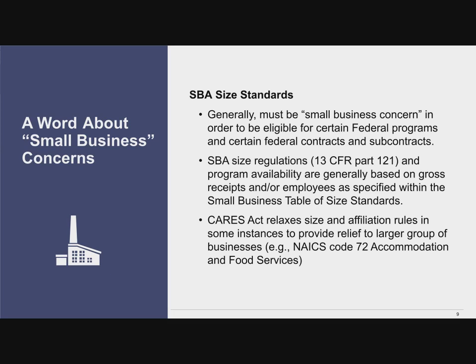So these are sort of new concepts for a lot of people, but generally, I guess what I'd like to say is that small business concerns are eligible for small business programs. These are evaluated based on gross receipts, number of employees, and in some cases, some other metrics using the Small Business Table of Size Standards. In some cases, the CARES Act relaxes size and affiliation rules to provide relief to a larger group of businesses that may not have otherwise participated in an SBA-administered program. An example is NAICS 72, accommodation and food services. And we'll be talking about that a little bit later in the presentation.